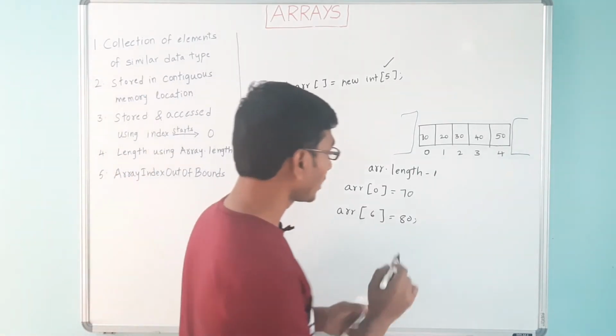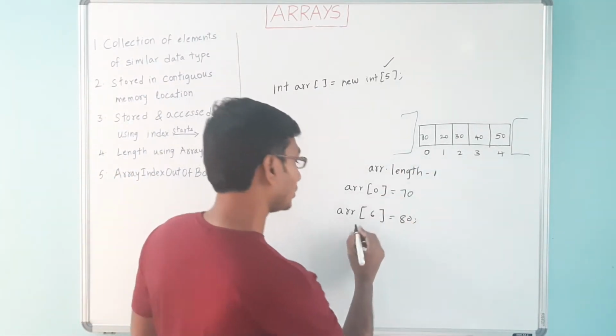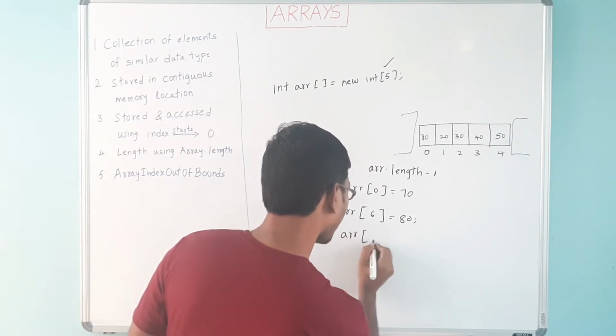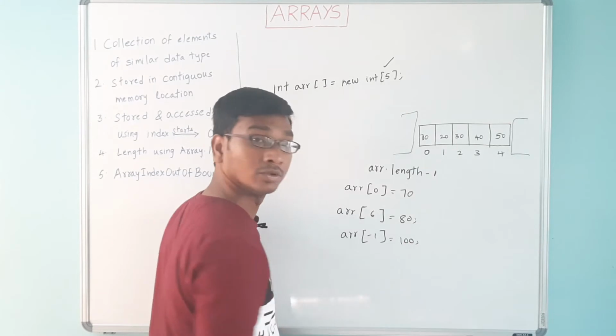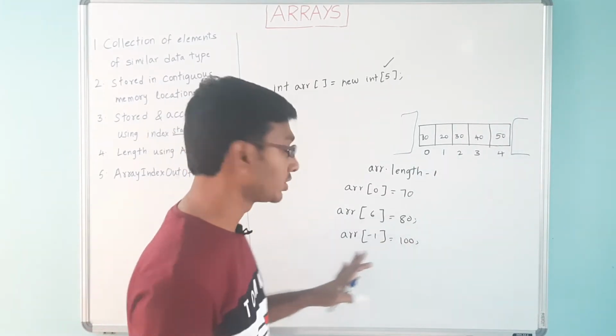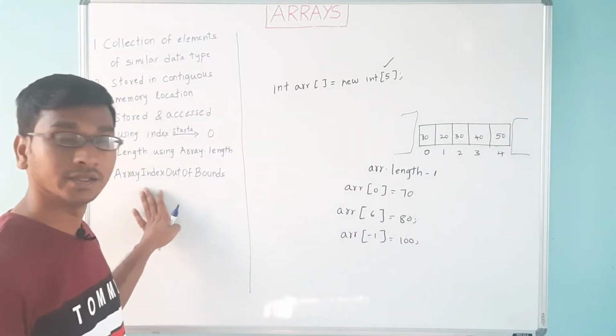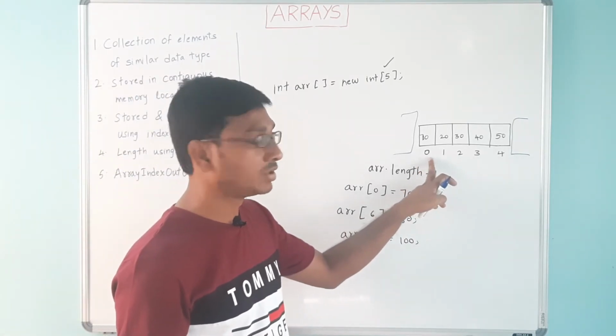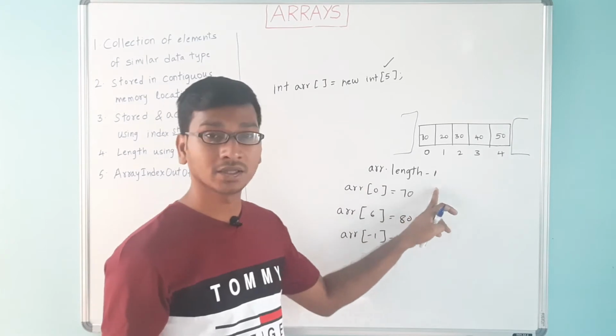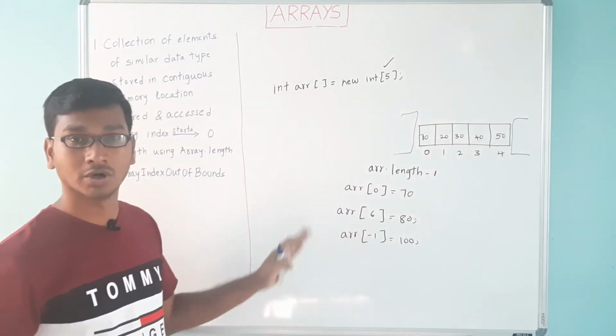And even when the index is less than 0, like if I try to access some index like this and assign some value, even in this case we get the same exception, array index out of bounds exception. So always the index should be between 0 and array length minus 1. Remember this. This is important.